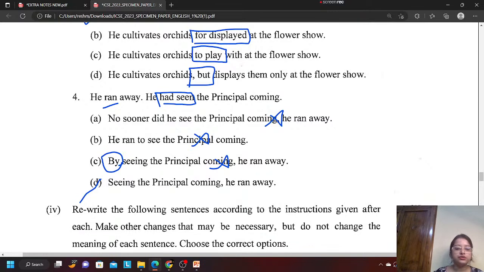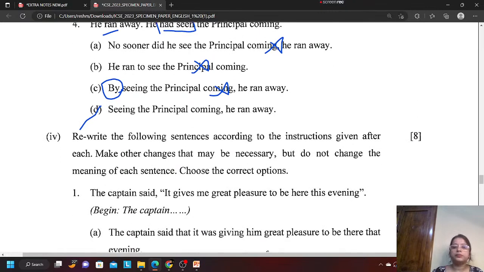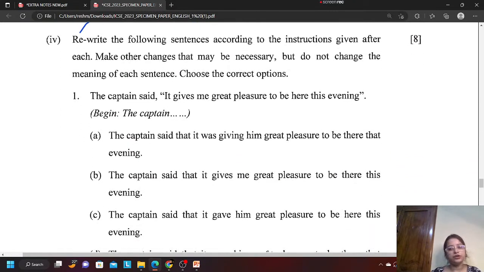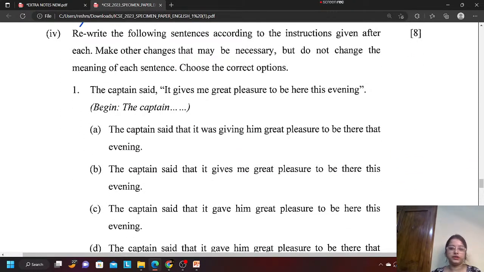Thank you, Yusuf. So, seeing the principal, because by word is incorrect. Before seeing the principal coming, he ran away would be the best one. So this is clear to us. Then let's move to the transformation part. I'm not reading the instruction because you already know you have 8 marks over here.